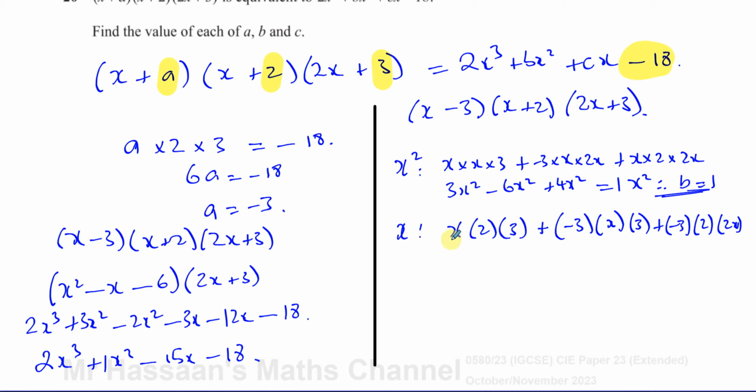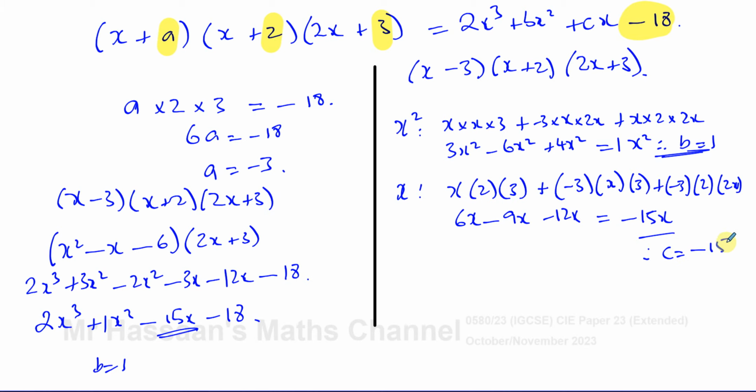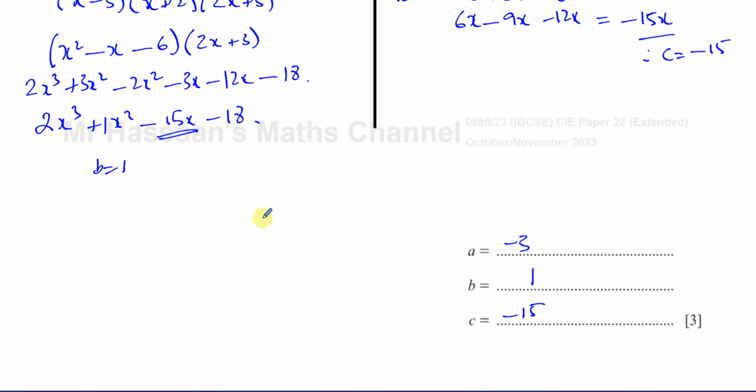And that should give us our x term. So 6x minus 9x, and that's minus 12x. Yeah, minus 12x. So that will give you what? You can say 6 minus 9 is minus 3, minus 3x, minus 12x is minus 15x, which is exactly what we got for the x term. Okay, so that means c is equal to negative 15. So we end up with the answers negative 3, 1, and negative 15.